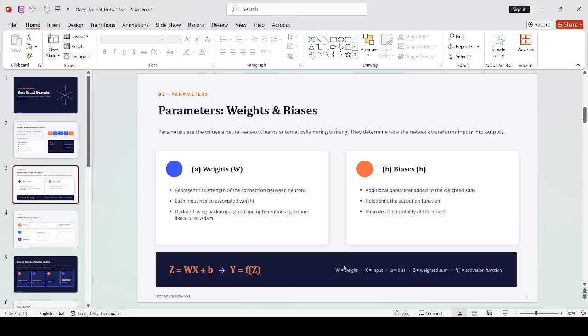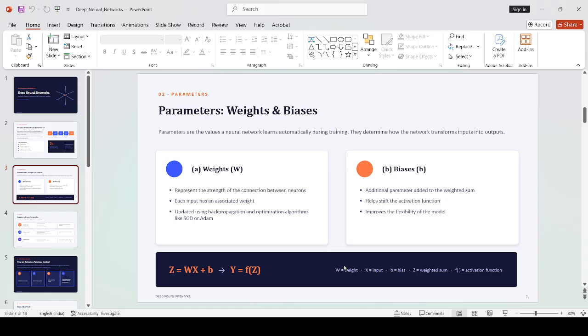Now, let us understand the parameters of a neural network. The two main parameters are weights and bias. Weights determine the importance of each input feature. A larger weight means that the corresponding input has a stronger influence on the final prediction. During training, these weights are continuously updated using optimization algorithms such as SGD or ADAM.